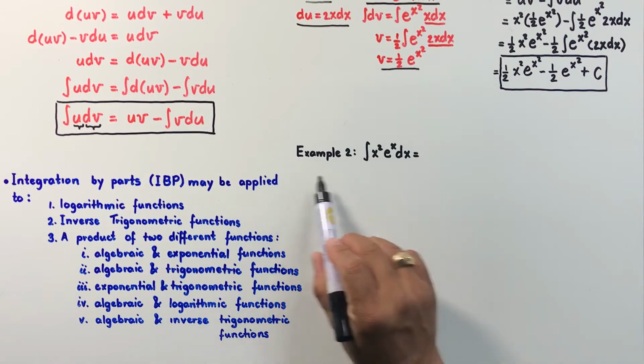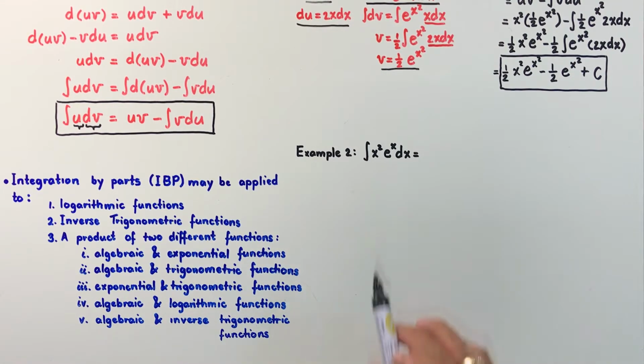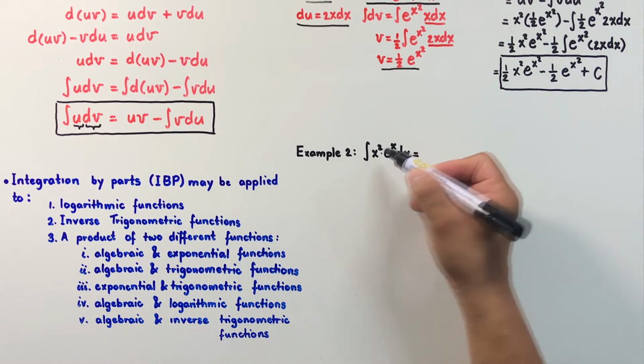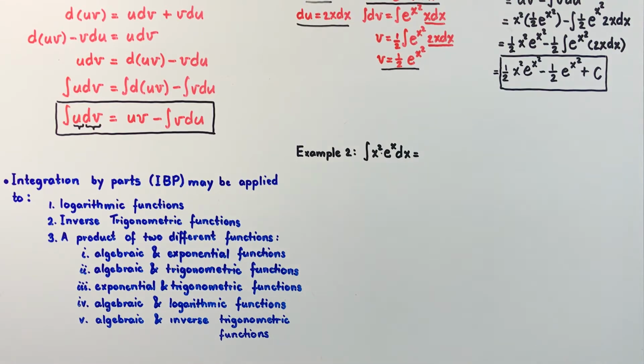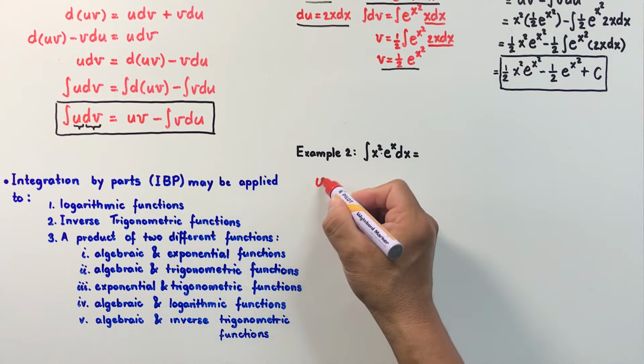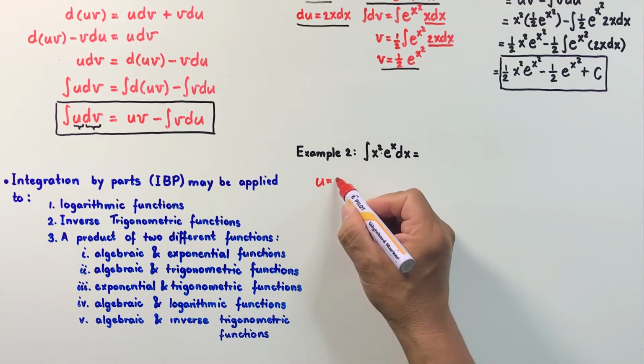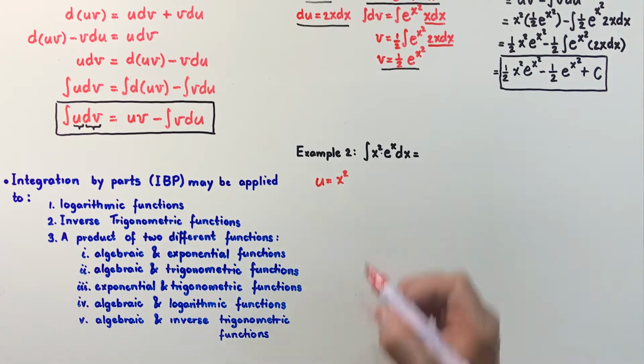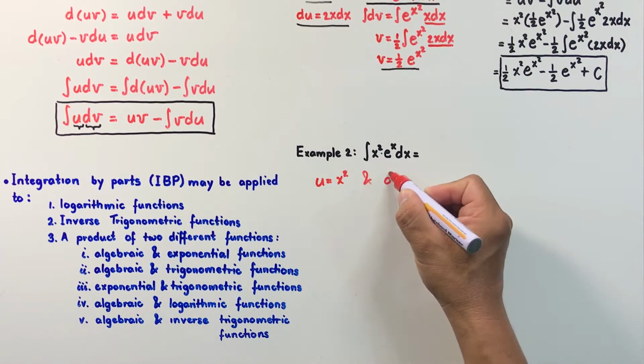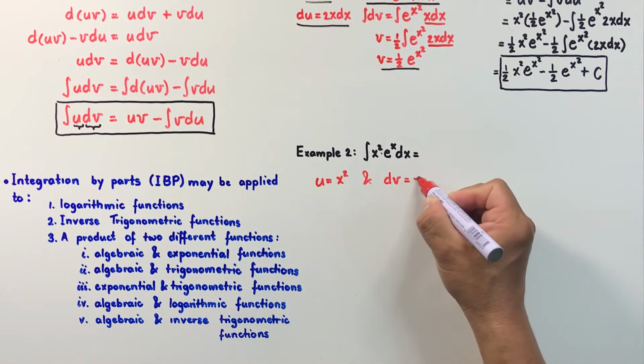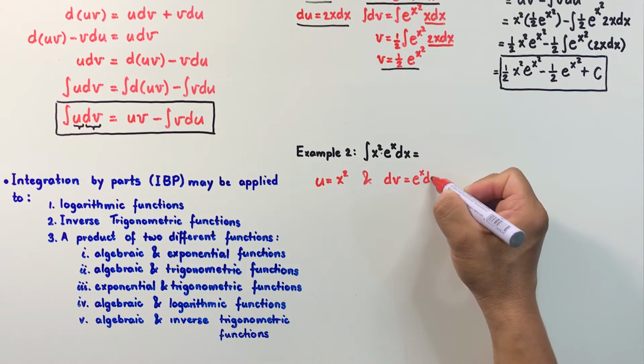Now let's proceed to our example number 2. What is the integral of x squared times e to the power x dx? Now, looking at this integrand, we notice that it's a product between an algebraic and again an exponential function. So we may guess that our u here is equal to x squared, and our dv is equal to e to the power x dx.